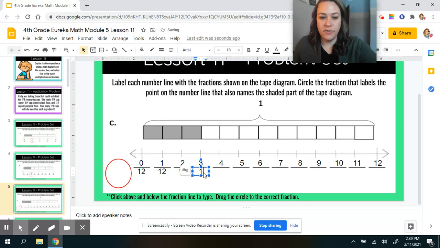Remember, if this takes too much time for you, especially if you don't have a mouse, you can draw these out on paper, write them out on paper, and send me a picture when you guys are doing it.